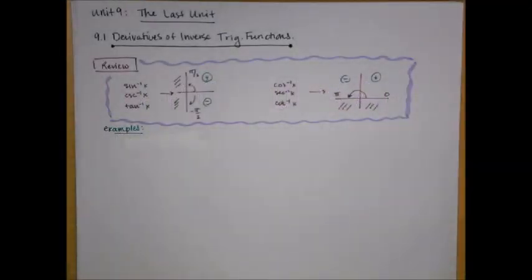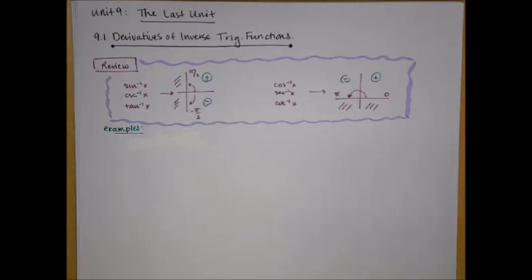These are notes for AP Calculus AB. This is our Unit 9, which is our last unit, and 9.1 is going to start us off with the derivative of inverse trig functions. So there's just a couple more formulas in this unit that we have to know on top of our previous unit where we learned 10 new formulas.